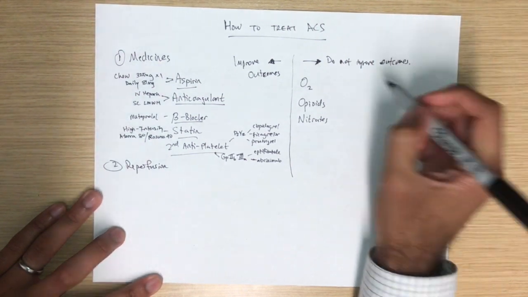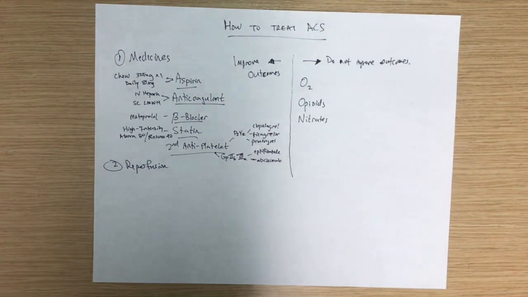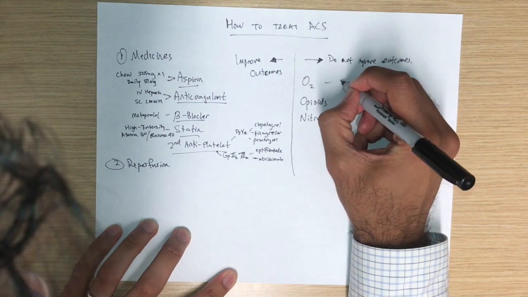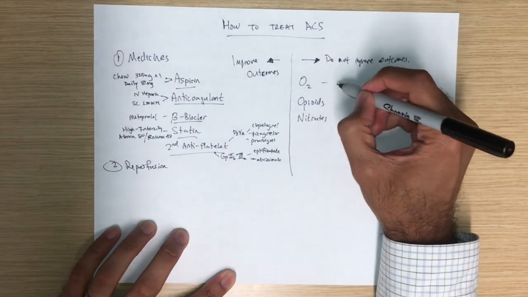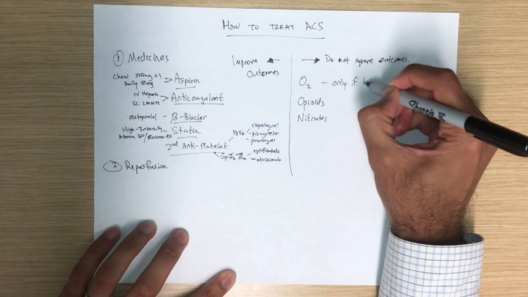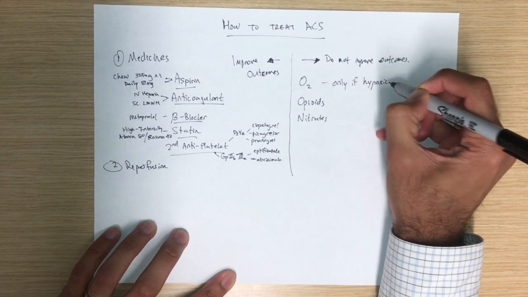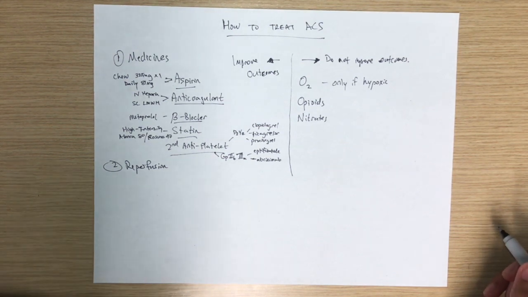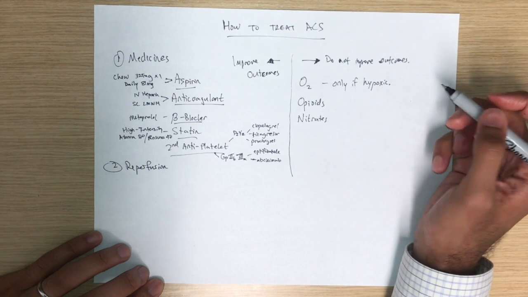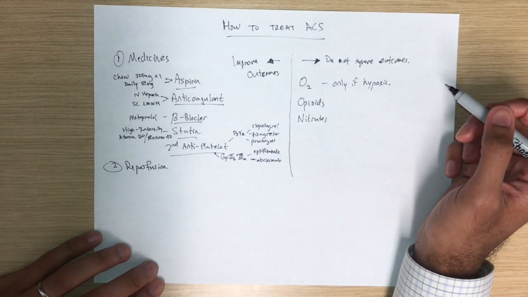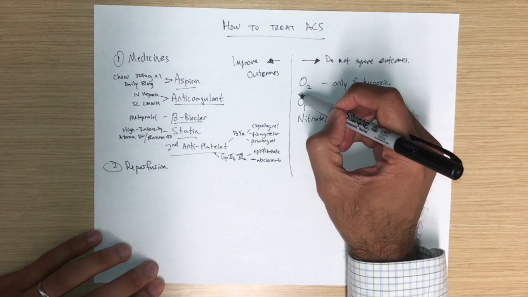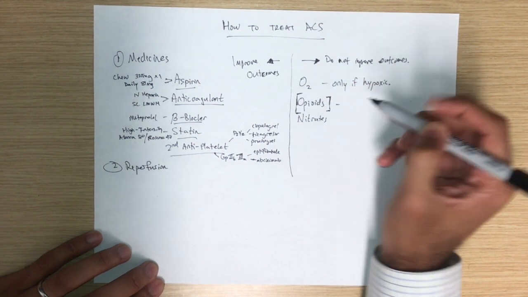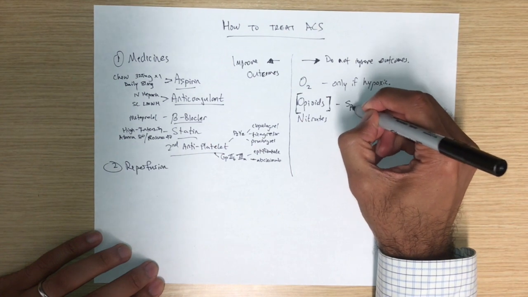And I'll talk about each of these a little more specifically. Oxygen is an interesting one. If the patient is hypoxic, oxygen is definitely useful, but really only if the patient is hypoxic. There's some data for patients who are not hypoxic that it may actually cause some worsening free radical damage. So only if patients are hypoxic. Opioids, they do help people with their pain, but my personal approach is to use them sparingly or not at all. And I'll explain why as we get further along.